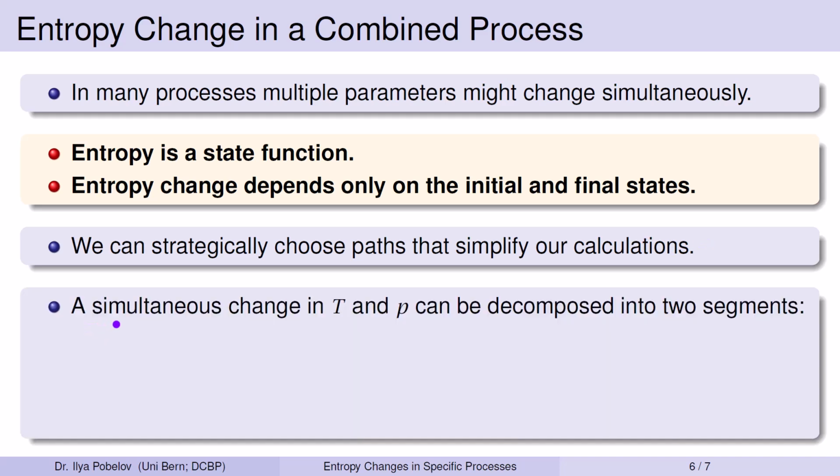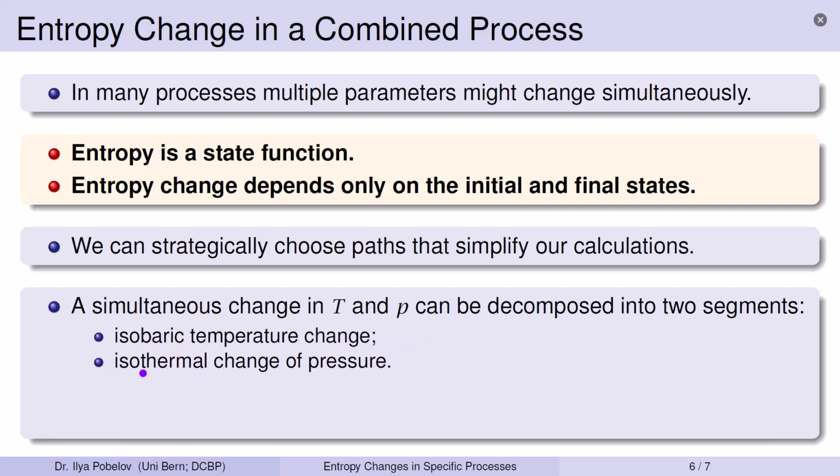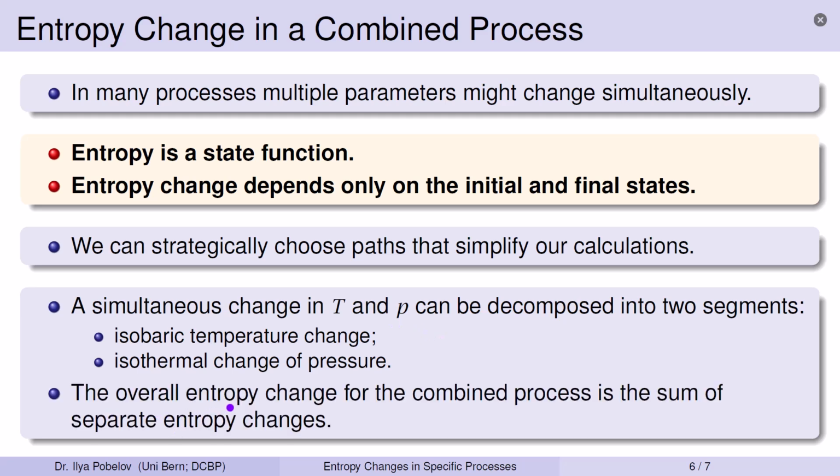For example, any simultaneous change in temperature and pressure can be decomposed into two segments: an isobaric temperature change and an isothermal change of pressure. The strength of this approach is its straightforwardness. After breaking down the total process into these two segments, we can calculate the entropy change for each one independently, just as we discussed in the previous slides. To find the overall entropy change for the combined process, we then simply sum up the two separate entropy changes.